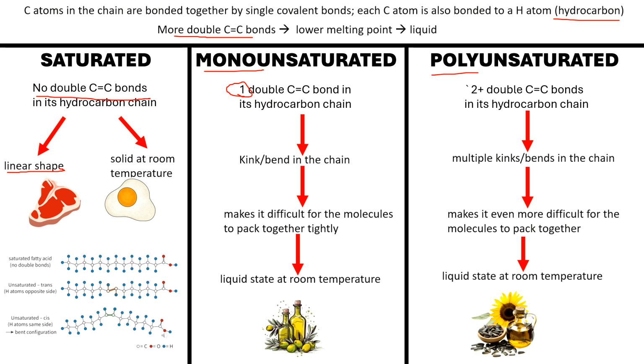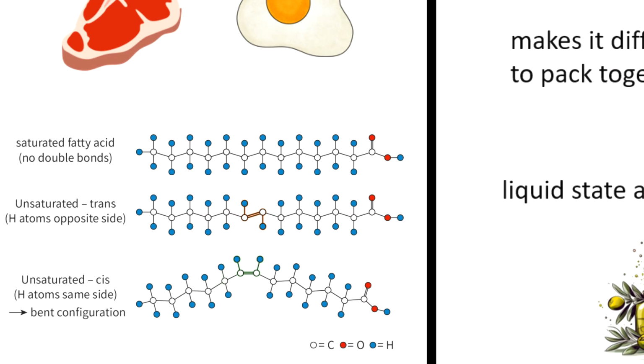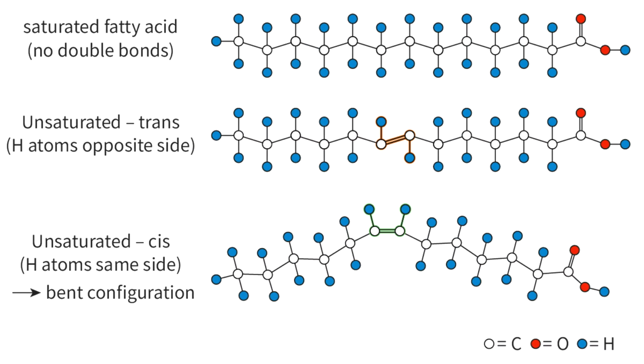Anyways, let's have a look at their structure individually. So, as I said before, saturated fatty acids have no double carbon-carbon bonds, and that's why the structure is so linear and there's no kinks or bends in it. Now, unsaturated can be trans or cis, apart from poly or mono.